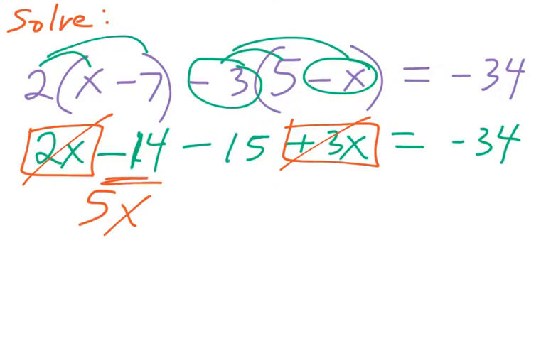And now we have our two integers, negative 14 and negative 15. We add those up, they're both negative, negative 29, excuse me. And that equals negative 34.